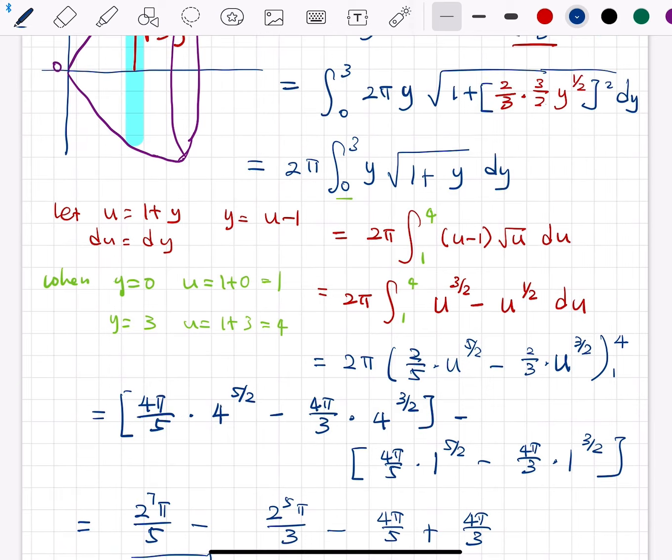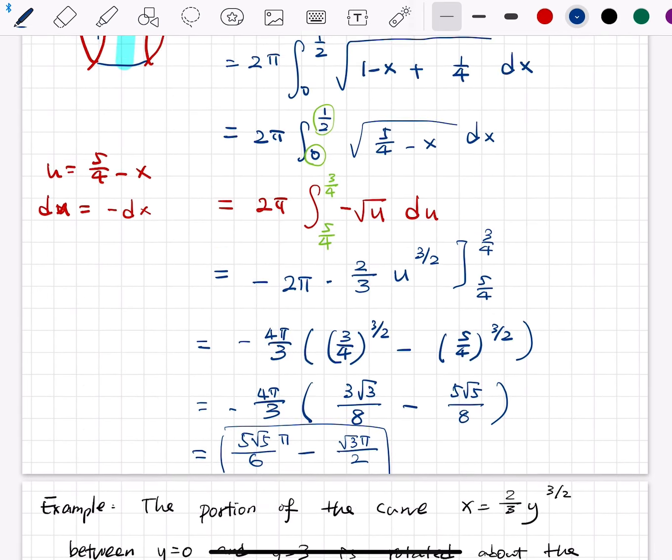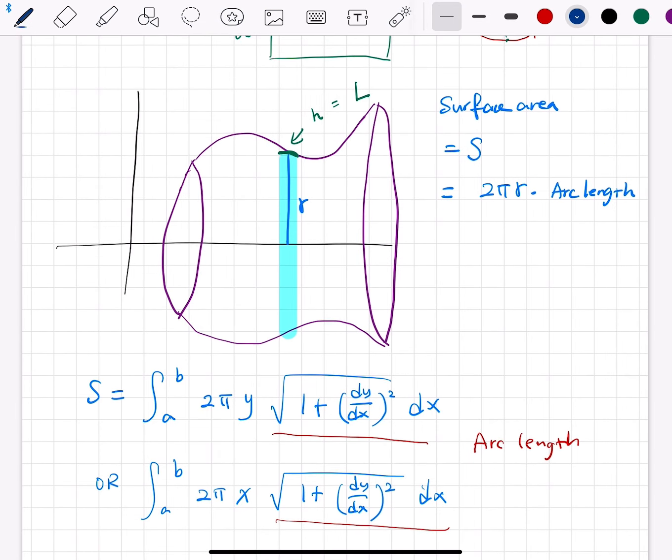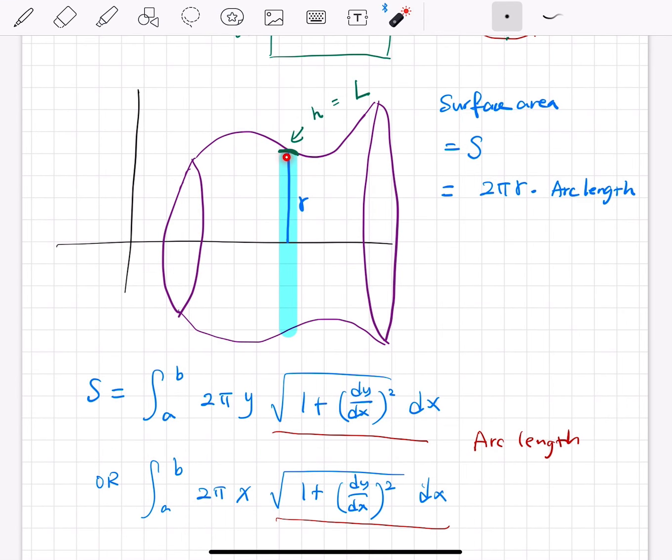Okay, so let's quickly wrap up. The whole concept for finding the surface area is we're going to use the circumference 2 pi r multiplied by the height, where the height is going to be the arc length formula. You can choose dx or dy depending on the original function. If your original function is simple in y and complicated in x, you can do dx. If it's simple in x and complicated in y, you can do dy. It is interchangeable.